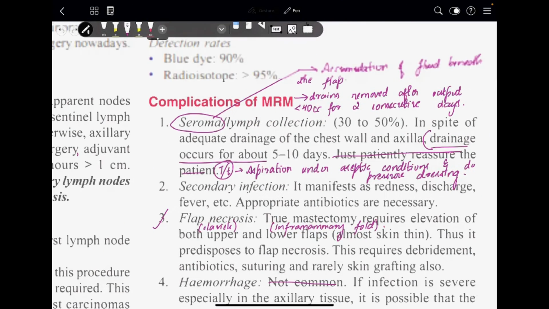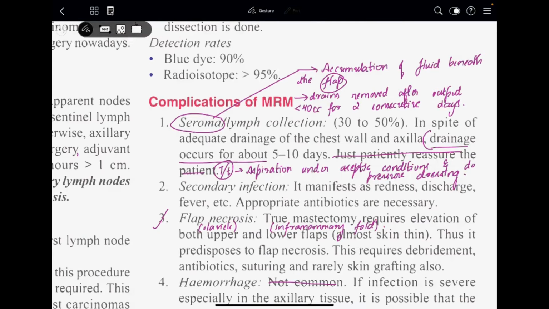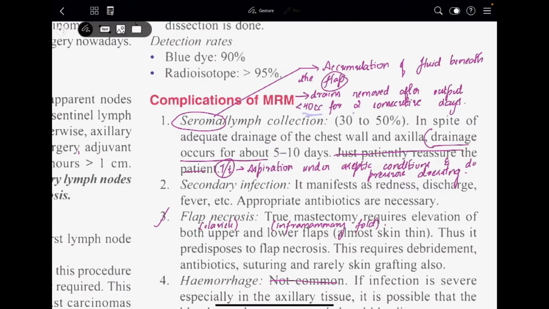What is seroma? Seroma is accumulation of fluid beneath the flap. I just explained to you what a flap is. Okay, and then as you have seen in the video, drains will be instilled inside the flap, so that you can drain all the seroma from it. So when are the drains removed? It is an important question. It is only removed after the output is less than 40 cc for 2 consecutive days. Drainage occurs for about 5 to 10 days. This is normal for 5 to 10 days.